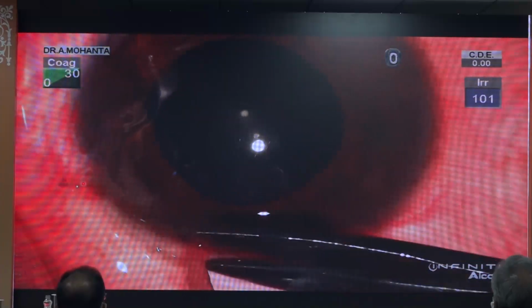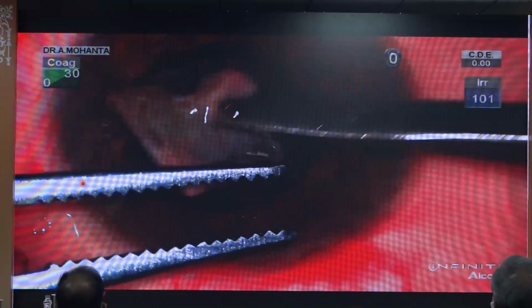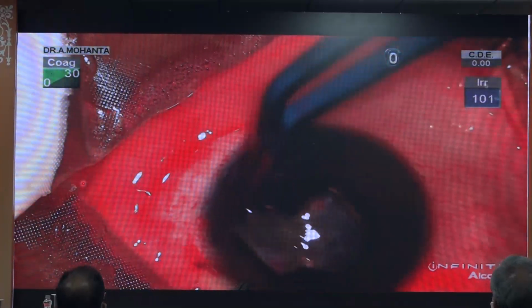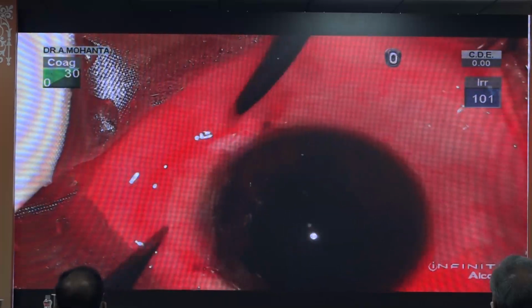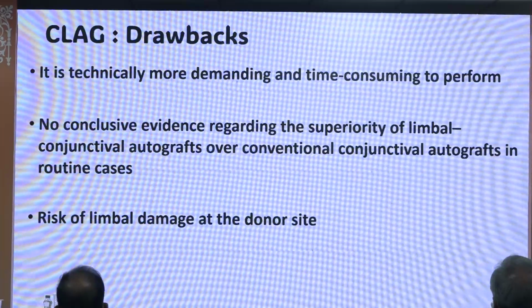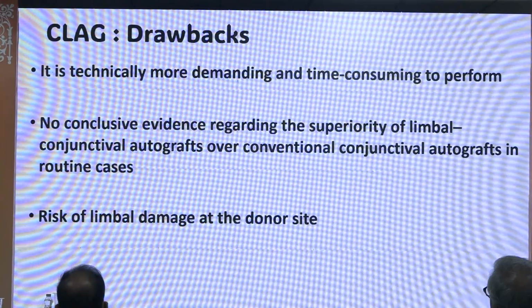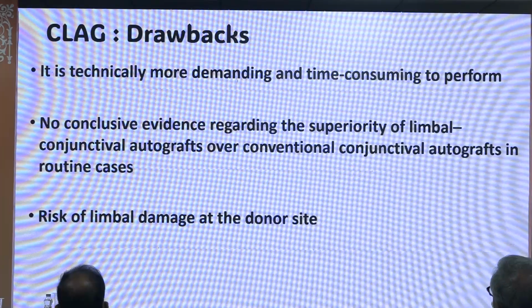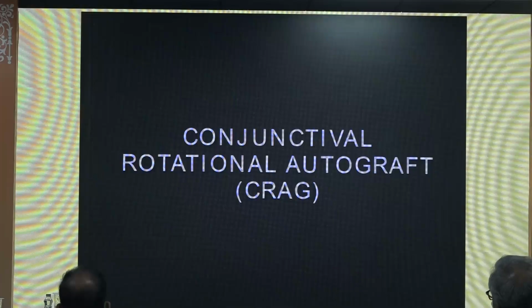The limbal side should face the limbal side of the raw area, and once it is oriented properly, we will hold it with the forceps, put it in the raw area and then align it properly. But multiple studies and head-to-head trials have concluded that CLAG is no better than CAG. Technically it's more demanding, it's more time consuming to perform, and there is a potential risk for limbal damage on the donor side.